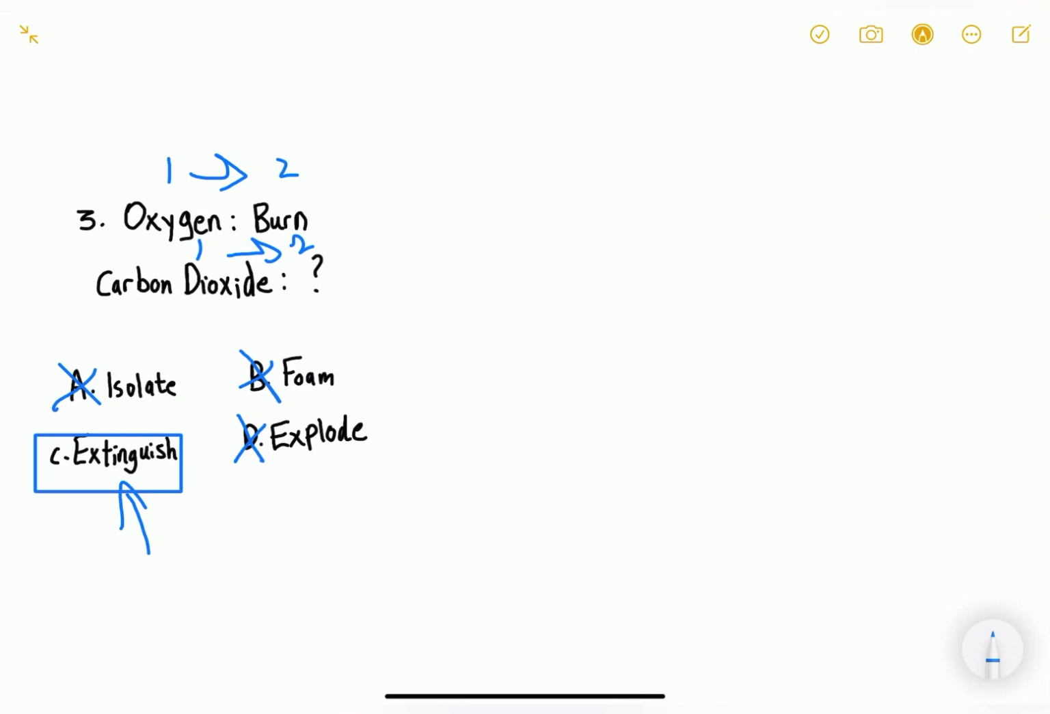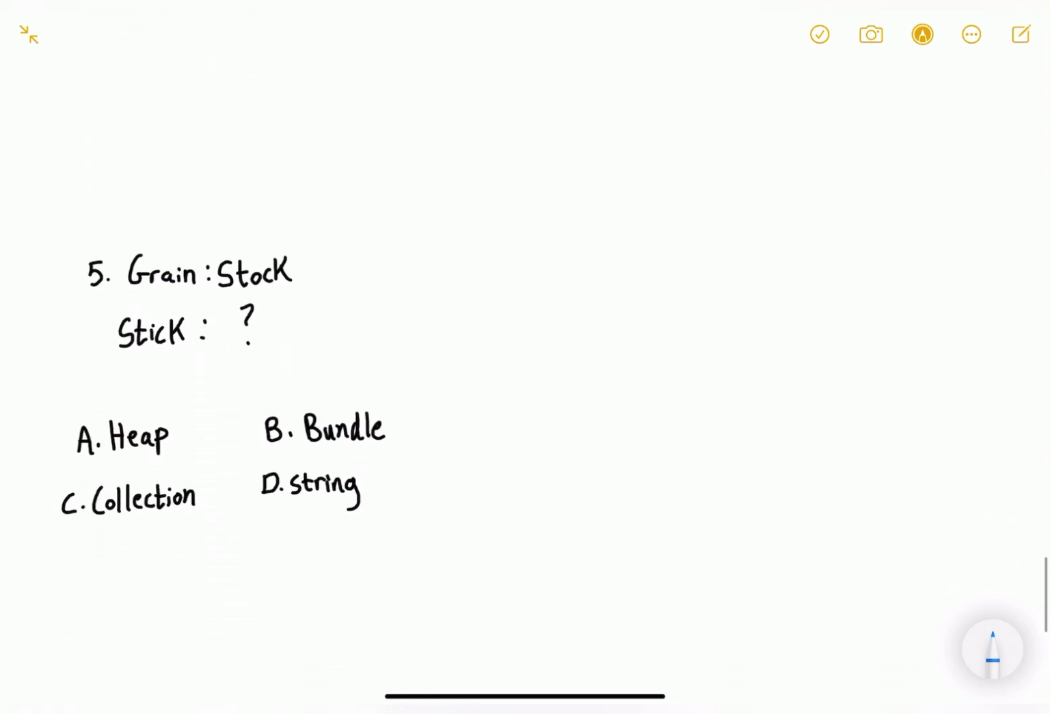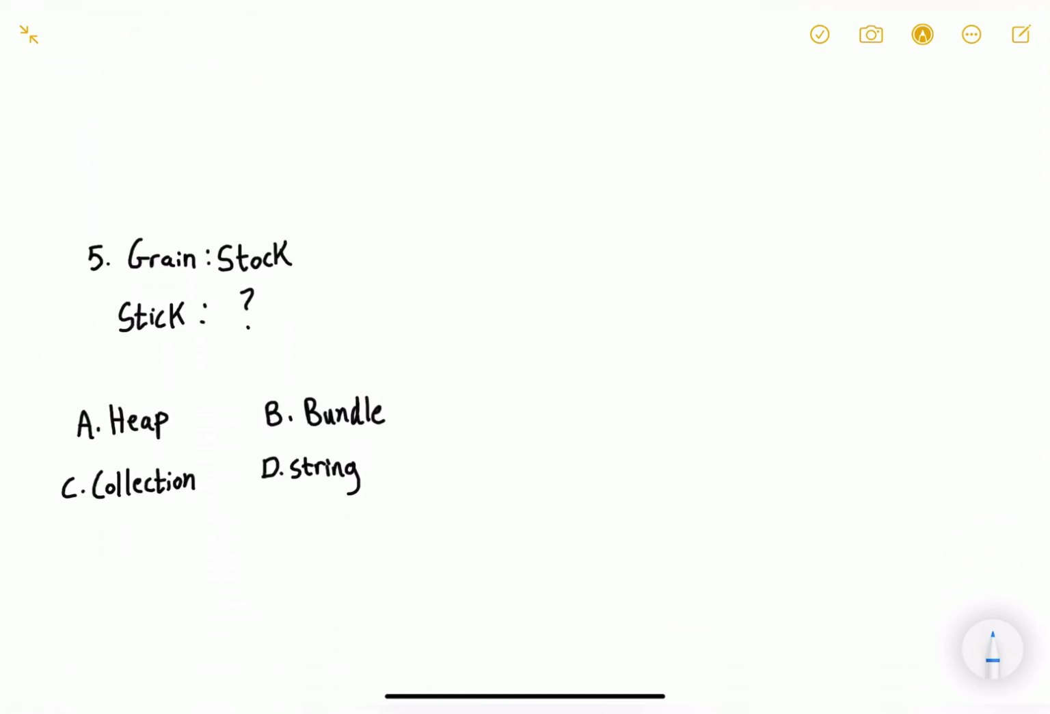Now let's move on to question number 4. Question number 4 says dog, bark, goat, question mark. So we're supposed to look for the noise that's produced by the first thing. So we know that a dog produces barks, and a goat, what does it produce? We know that it doesn't produce bray because a donkey produces bray, and grunt is a sound produced by humans, and howl is produced by wolves. So we automatically can infer that it's A. But we know that a bleat is a sound that comes from goats. So that's the answer.